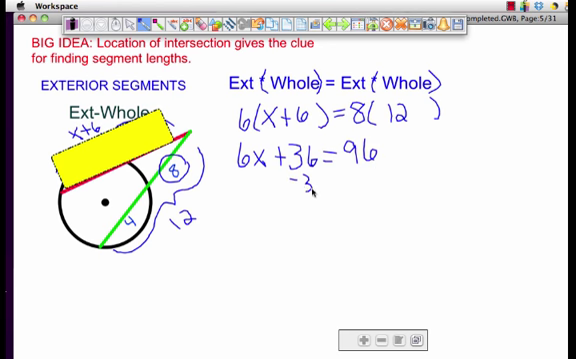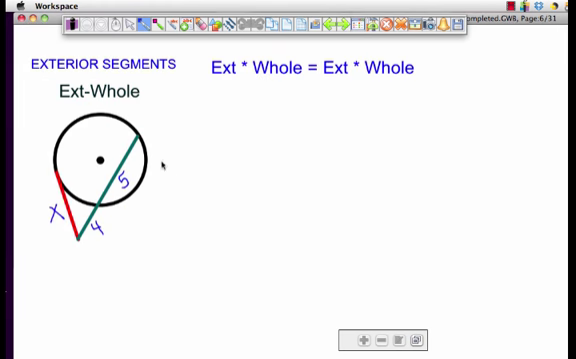Subtracting 36 from both sides, 6x equals 60, which means that x equals 10. Be careful on some of the homework. They're going to actually ask you to plug it in. This last one, I just want you to get the main idea.